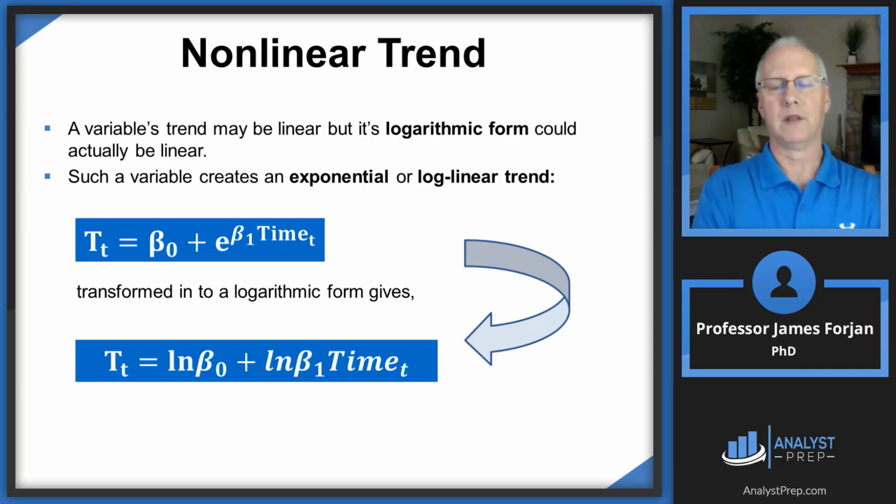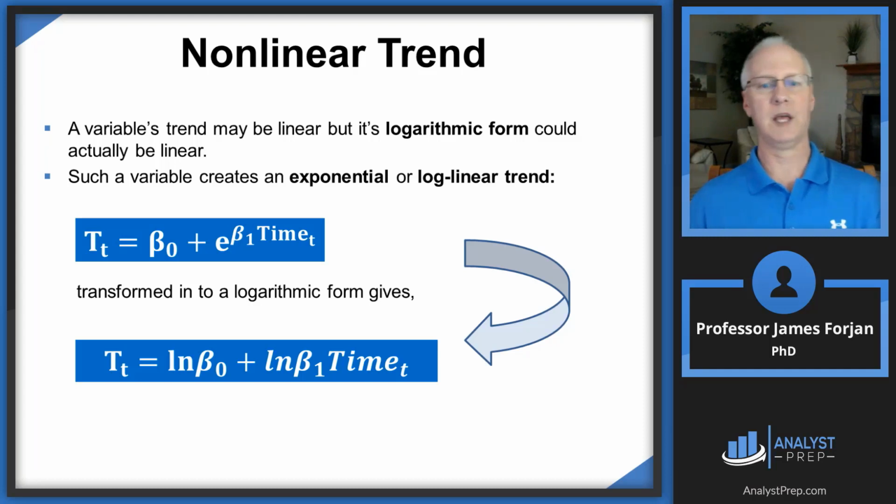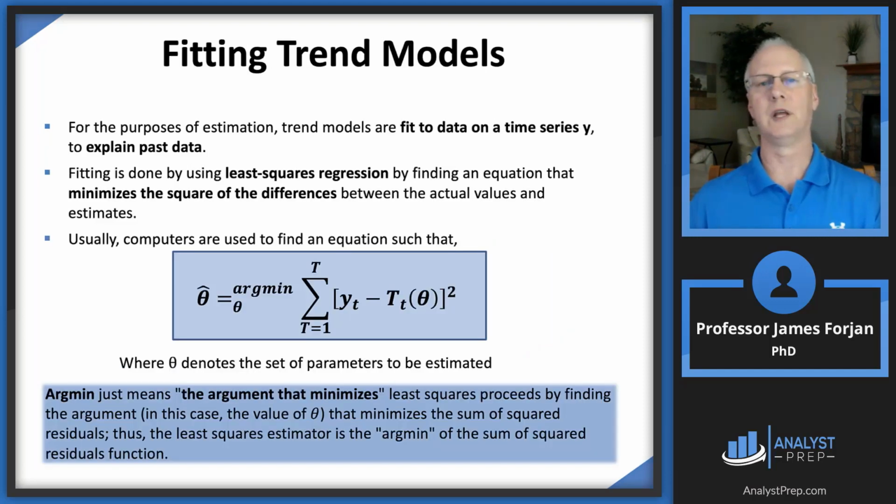Now, here's an interesting thing: a variable trend could be nonlinear, but if you take the logarithmic form of it, it could transform it into a linear relationship. And this happens lots of times in economics and financial data. And so what we do, look at the bottom blue box there, we transform that model from just our regular model into the natural log form. That converts it into a linear model.